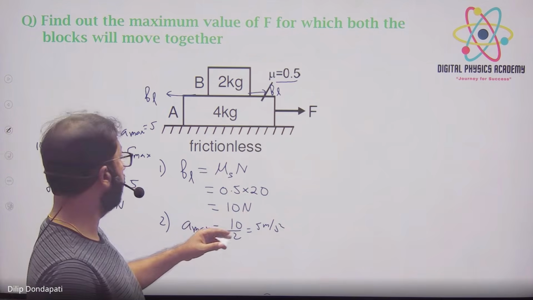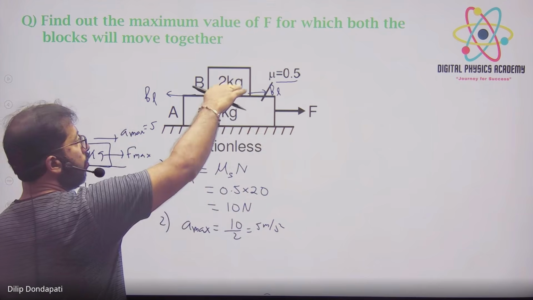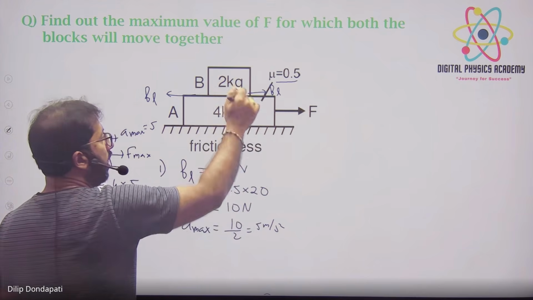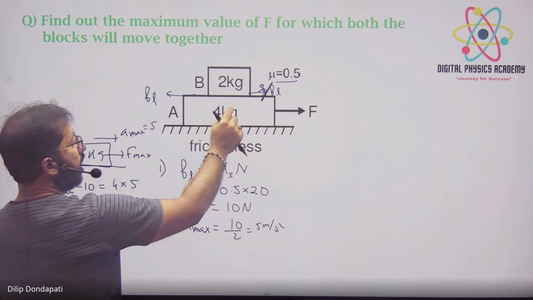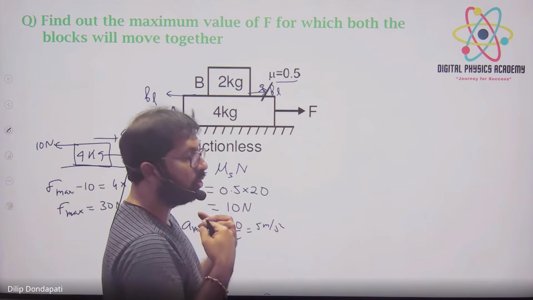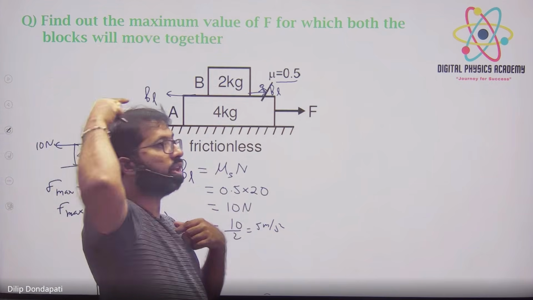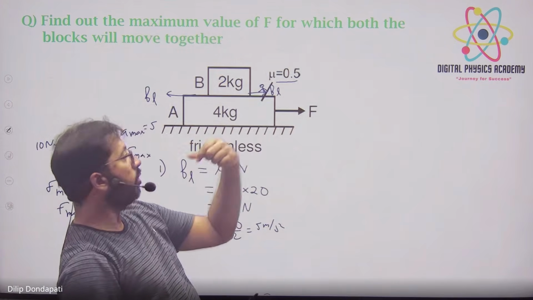Sir, the friction acts only on the 2 kg, right? Why does it act on the 4 kg also? It is an action-reaction pair. If there is no friction between them and I'm pulling the 4 kg, then a person on the 4 kg feels that the 2 kg is going backwards. So I will apply a friction force in the opposite direction, and in the same way the 2 kg also applies friction in the opposite direction, an action-reaction pair.